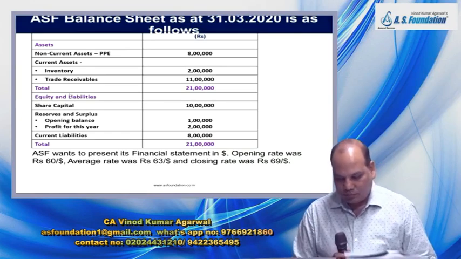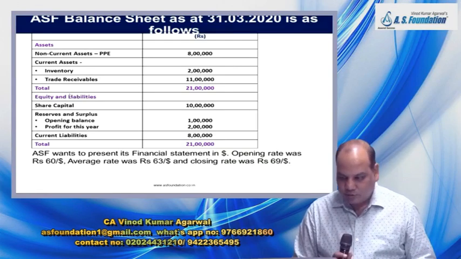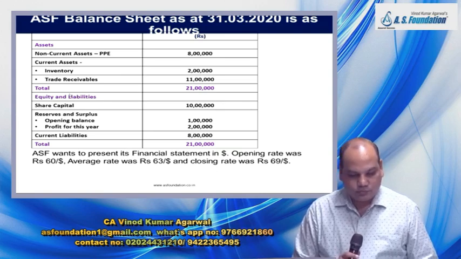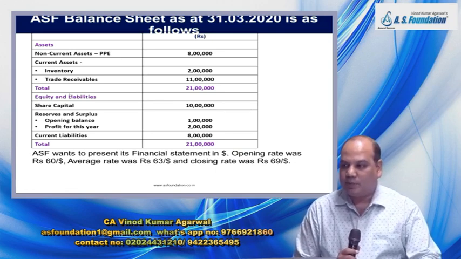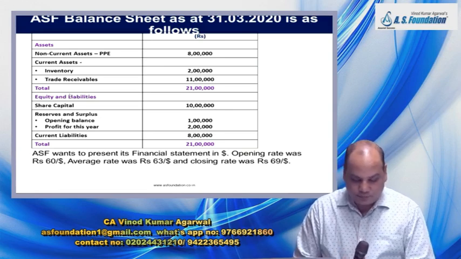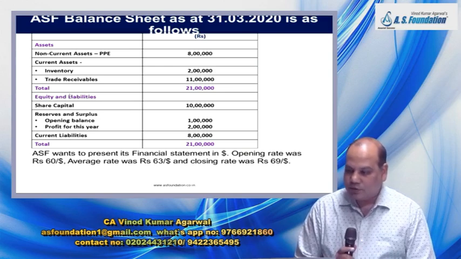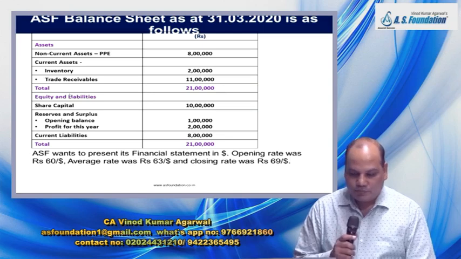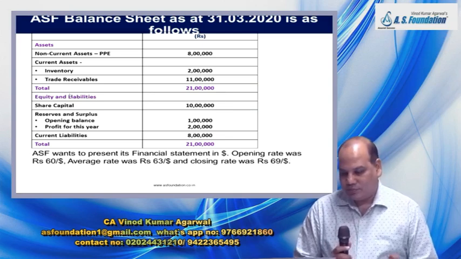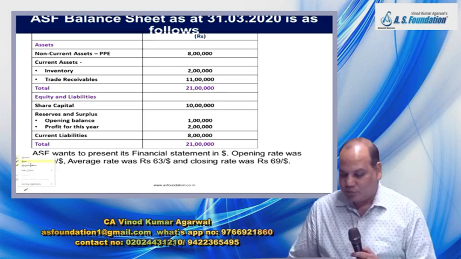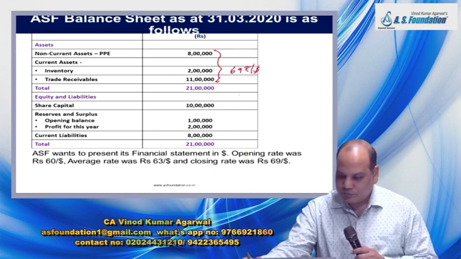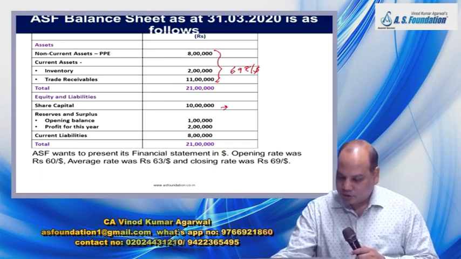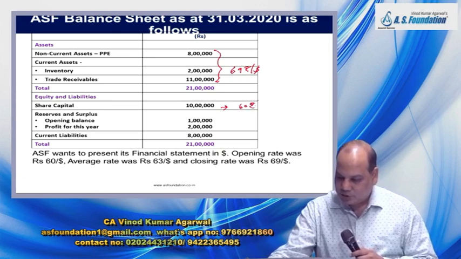Now come to one question, which is printed, I think, at the end. Question number 34. Simple question, just for understanding the concept, application of the concept. ASF statement of financial position as on 31st March 2020 is as follows. Assets, non-current assets: all assets and liabilities now, without distinguishing between monetary and non-monetary. So all these assets will be translated at which rate? Closing rate, which is 69 rupees per dollar. Equity and liability, share capital: earliest rate available, 60 rupees per dollar.